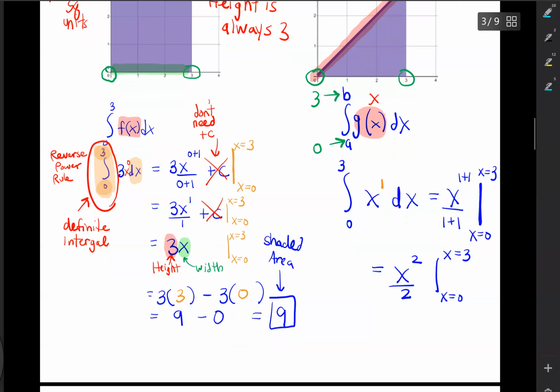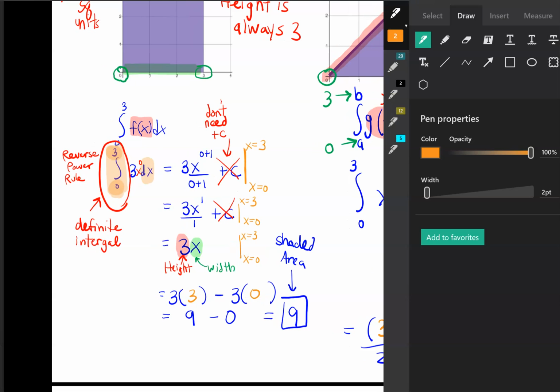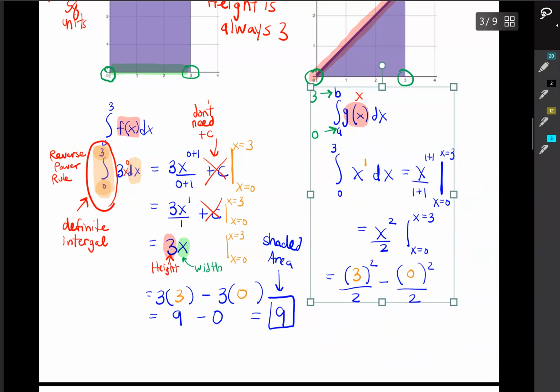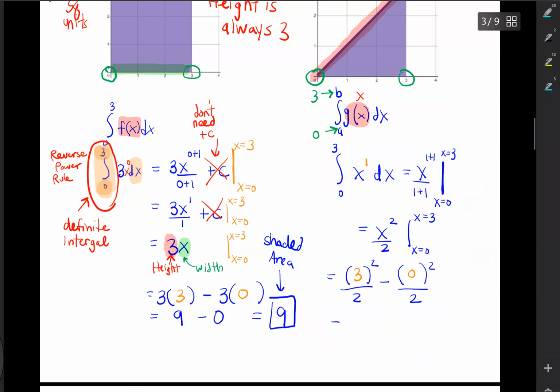Now I'm going to plug in my numbers. So I'm going to have x squared over 2, and I'm going to plug a 3 in, minus x squared over 2, and I'm going to plug a 0 in. And let's see what we get. Hopefully it comes out to 4.5. Okay, so when I do that, I'm going to get 9 over 2 minus 0 over 2. So that's just 9 over 2, which is 4.5. That's the shaded area.